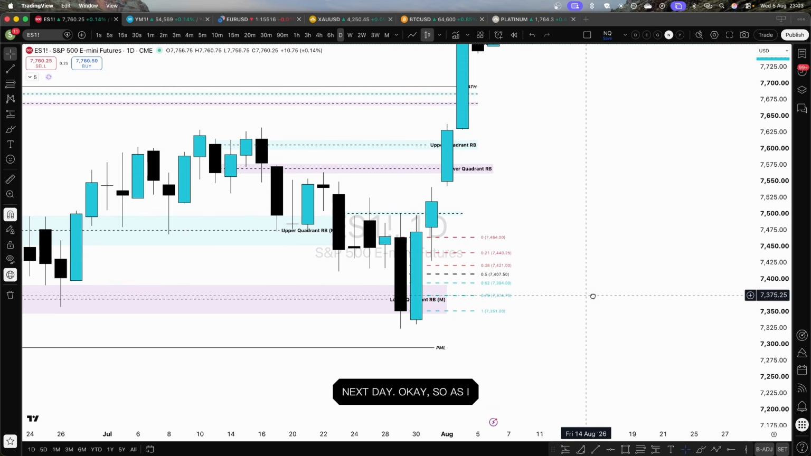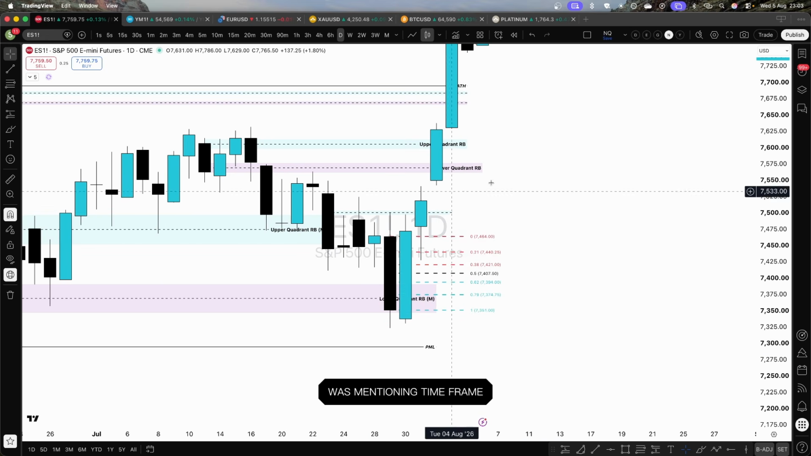Okay, so as I was mentioning, time frame alignment, we have a monthly level coming back into this daily order block, and we can see right here.